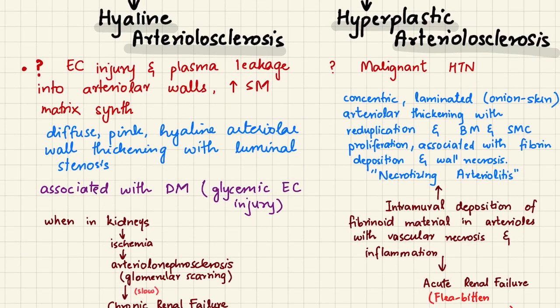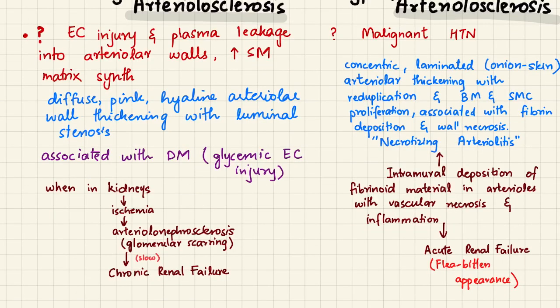Now, hyaline arteriolosclerosis is chiefly associated with diabetes mellitus. Why? Because we know that hyperglycemia causes endothelial cell injury. Whenever this hyaline arteriolosclerosis is mentioned, you should think about kidney. This is the most common site where this occurs, and that is chiefly in the kidney glomeruli.